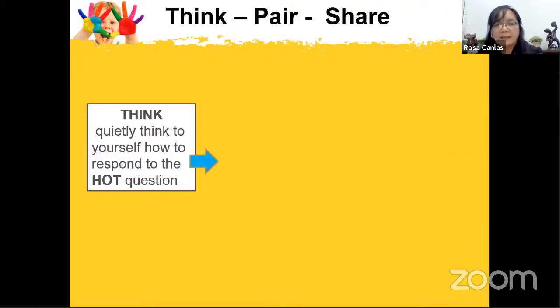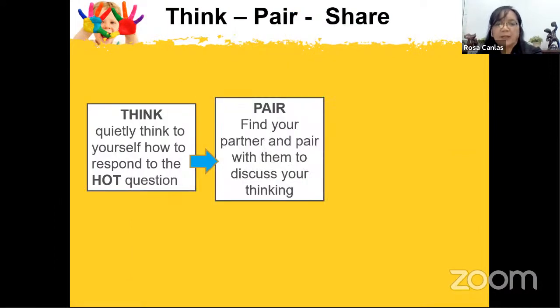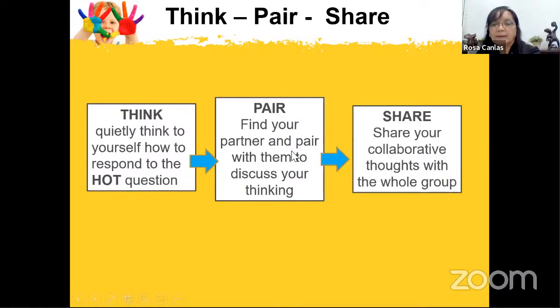Okay, so in here we can think quietly to ourselves how to respond to that question. Then we pair: find your partner and pair with them to discuss your thinking. We can pair the one who has a high skill with the slow or struggling learner. And then we share.